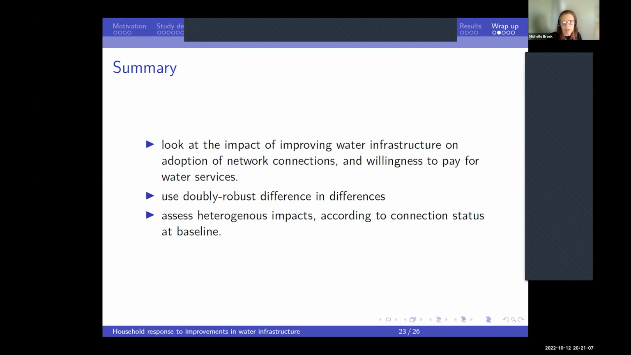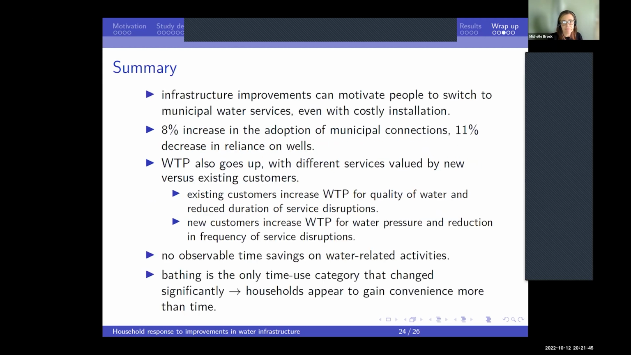Okay, so in summary, we looked at the impact of improving water infrastructure on the adoption of network connections and on the willingness to pay for water services. We use this doubly robust difference in differences approach to get around problems with endogenous assignment of the treatment. And we assess heterogeneous impacts according to the connection status at baseline to really get at what the impacts are, because they have different causal chains for those different groups. And you can't really look at them together and get meaningful policy interpretation.